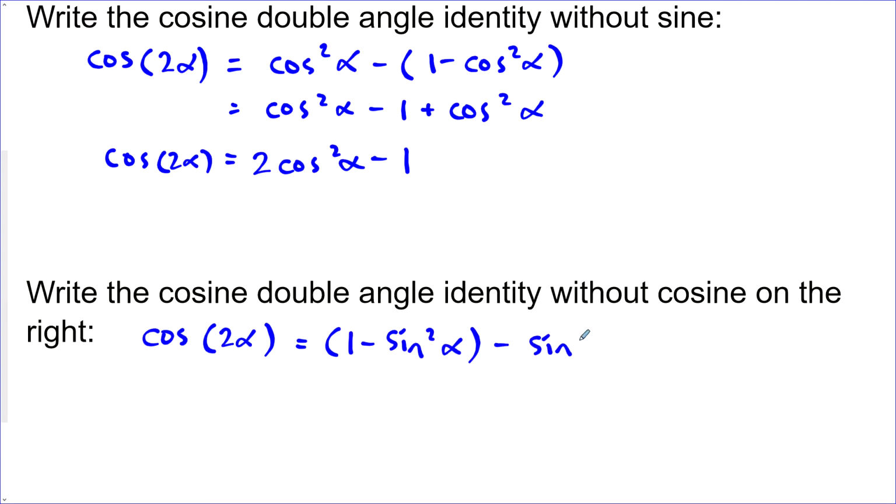And the sine squared alpha would still be here instead. And thus it equals 1 minus 2 sine squared alpha. And that would be a different way to write cos's double angle identity. And it's special, it gets 3 different ways to write it on our formula sheet.